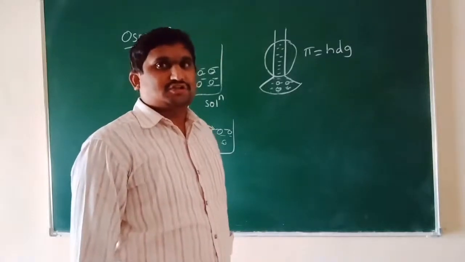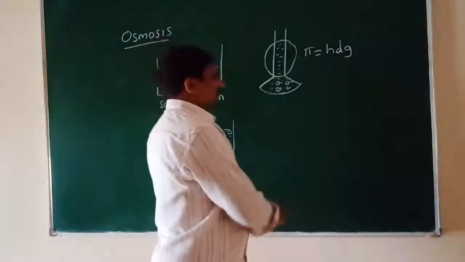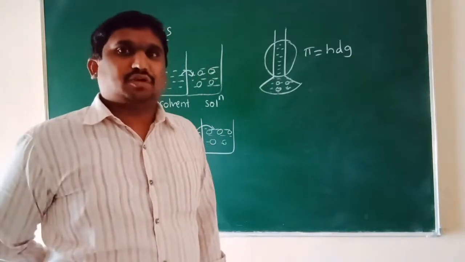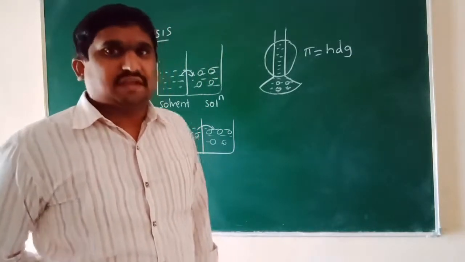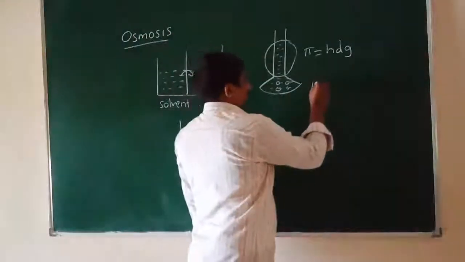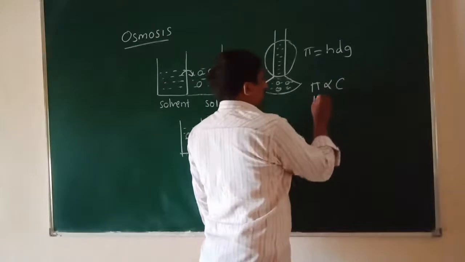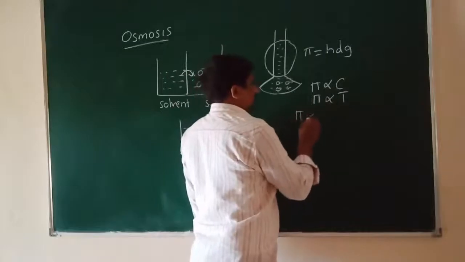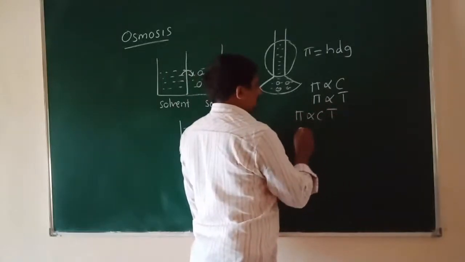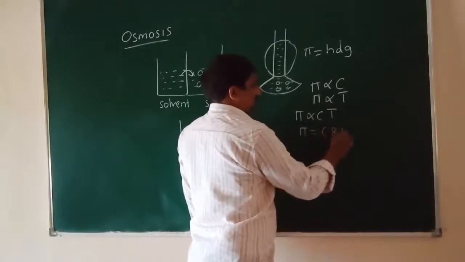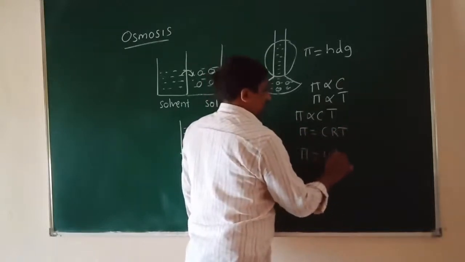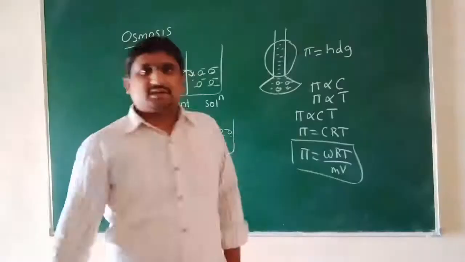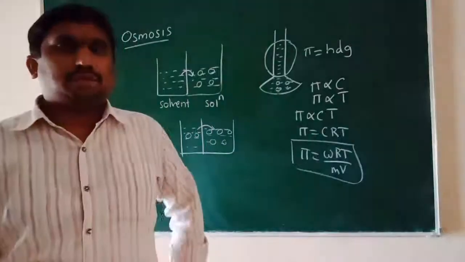And one more formula we learned yesterday. What is the osmotic pressure relationship? The scientist Van't Hoff observed the osmotic pressure of many dilute and ideal solutions and proposed a relationship. Osmotic pressure is directly proportional to concentration, and directly proportional to temperature. Combining both, pi is proportional to CT. Removing the proportionality constant, pi is equal to CRT, and finally pi is equal to WRT by M into V.